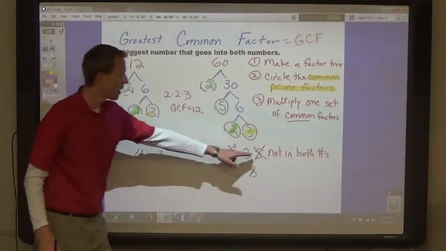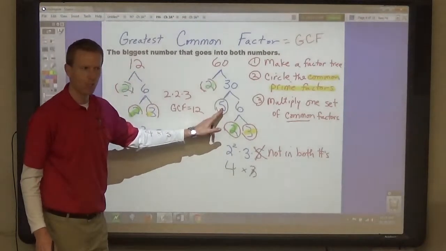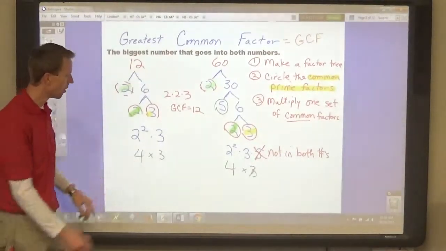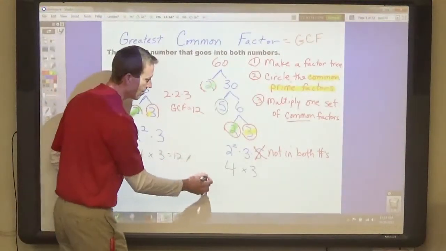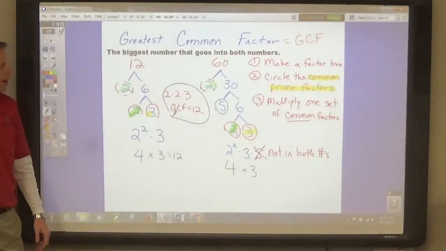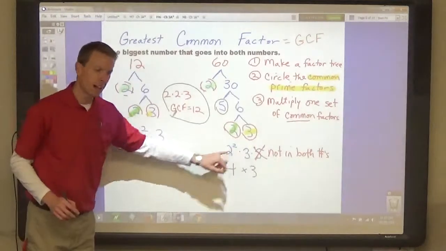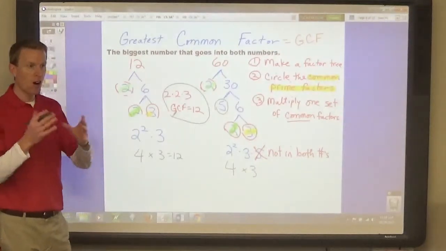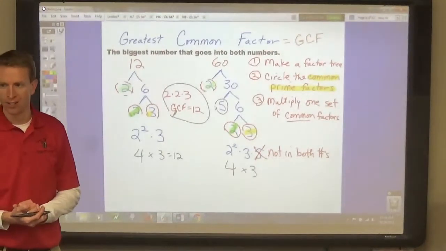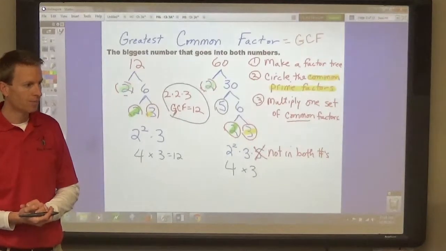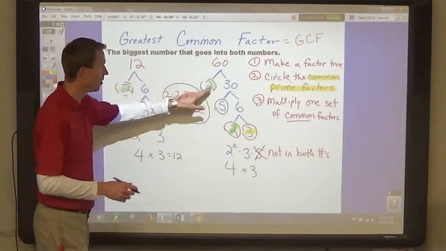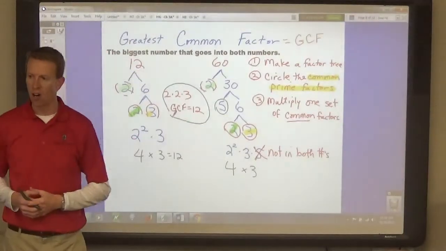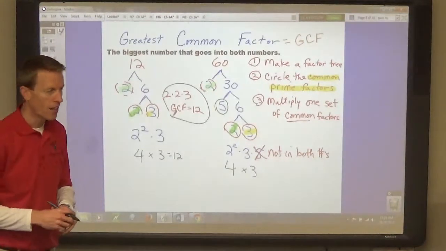Is 5 a common factor? No. Does 5 go into 12? No. So we found our common factors. 4 times 3. Right? By multiplying all the common factors, you get the greatest common factor. Okay? So, 2, 2, and 3. Those are all the common factors, all the prime common factors that are in both numbers.